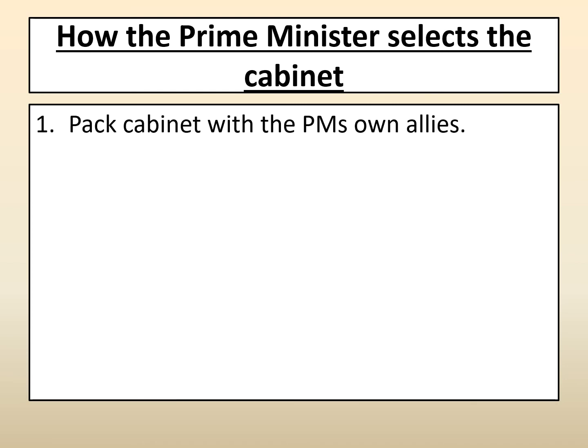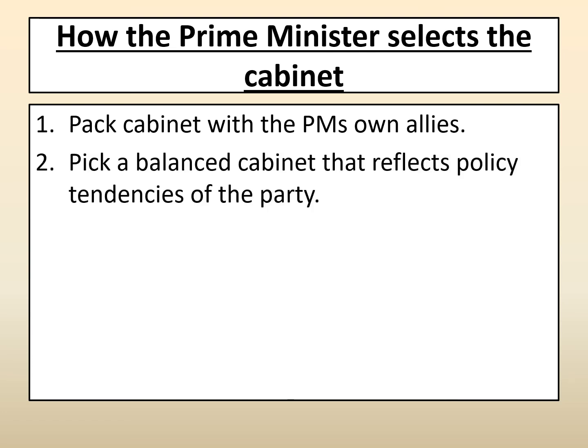So how the Prime Minister selects the Cabinet. There are several strategies the Prime Minister could take when deciding who to have in their Cabinet. Firstly, they could pack the Cabinet with their own allies, so people that are friends with them, people they know that are going to be on their side.